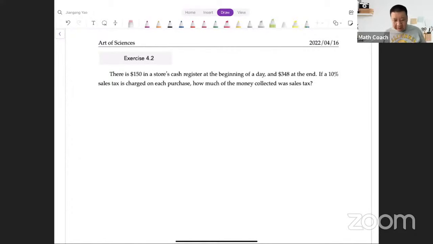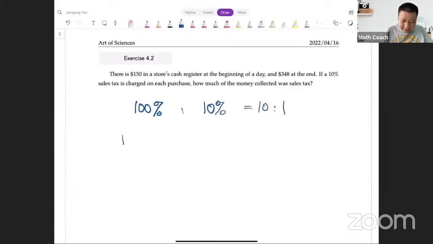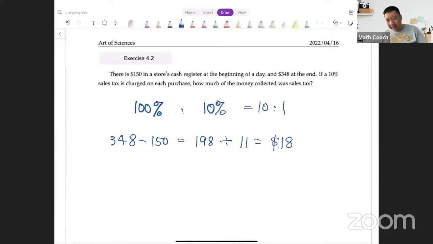So here, the thing is we want to calculate how much of the money was sales tax. The sales tax is 10%, which means the original product price versus the tax is 10 to 1. So 348 minus 150 gives you 198, and you divide by 11, you get 18, because the tax is 1 out of the 11 portions. Okay, so simple one.